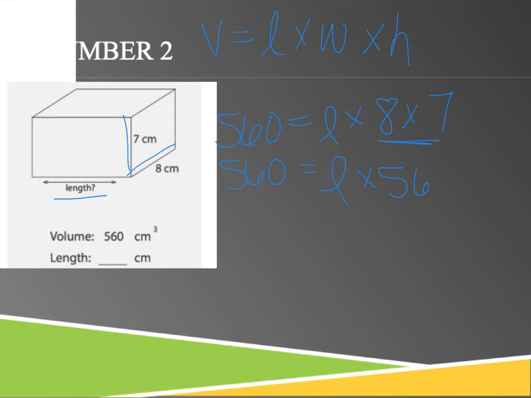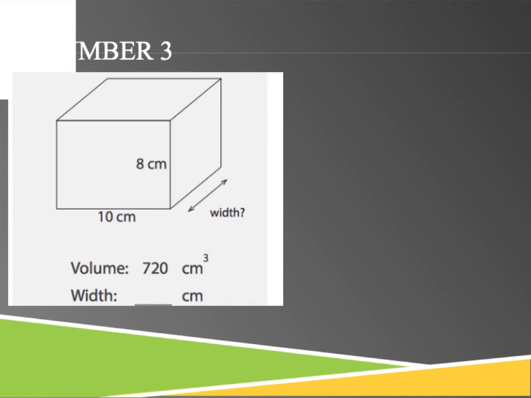And now I have to say to myself, okay, 56 times what will give me 560? Well, right now I know off the top of my head, just from remembering our powers of tens and those 10 patterns, that 56 times 10 is going to give me 560. So that means that my length has to be 10 centimeters. Okay, pause the video and do this one on your own. We have another missing digit here. This time we're missing the width, but you are going to find out that you're going to do the exact same strategy as you did in the last two problems.